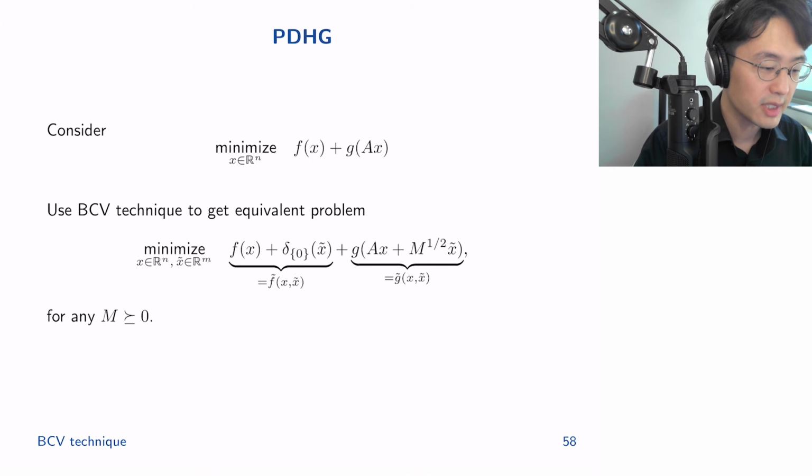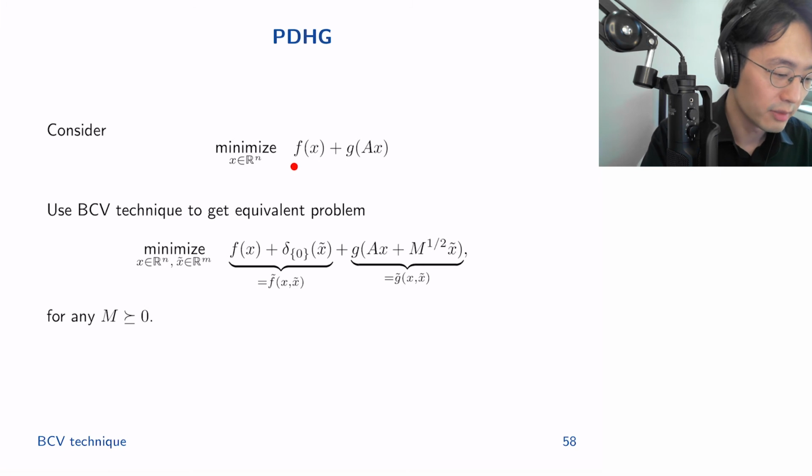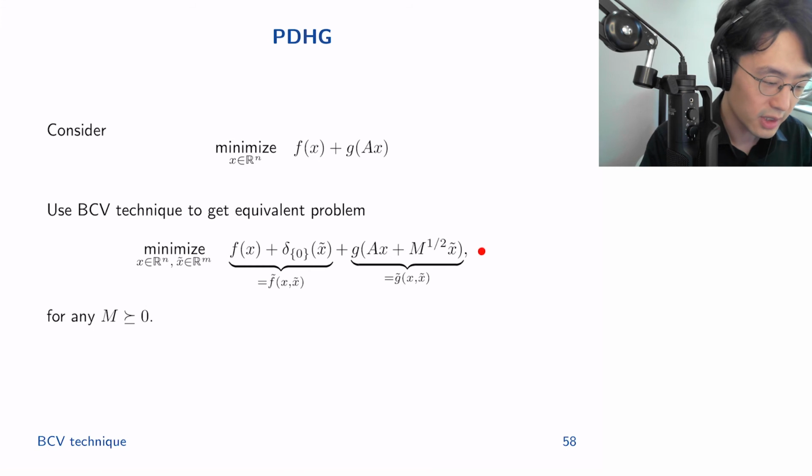Let's use the BCV technique to provide an alternate derivation of the method PDHG. Again, we consider the optimization of the form minimize f of x plus g of Ax. The first step of the BCV technique is to consider this equivalent problem. Let's look at it in detail.